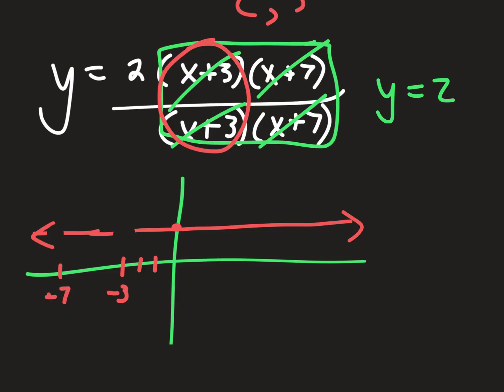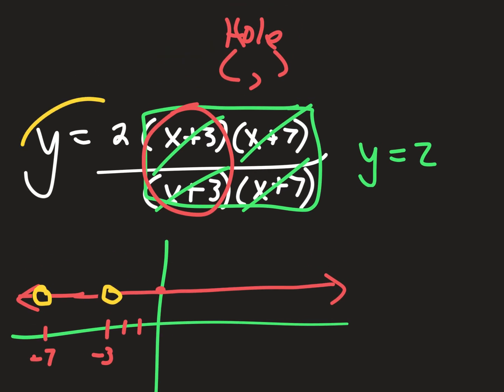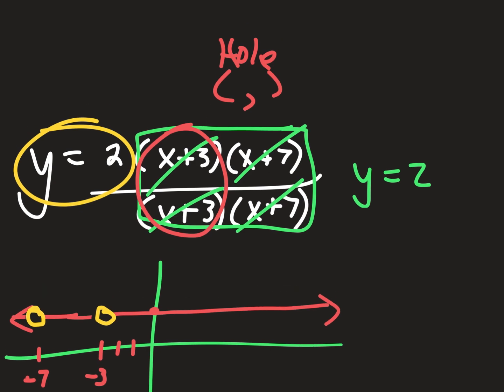And then I just put an empty spot right above the -3, and an empty spot right above the -7. And that actually might help me to know exactly where they are. They're at -3, 2. Because see, y is 2. No matter what you put in for x, y is 2. So one of the holes is at -3, 2. And the other one must be at -7, 2.